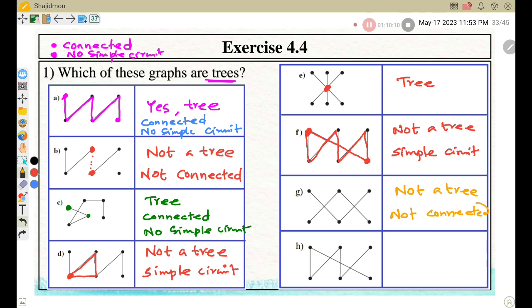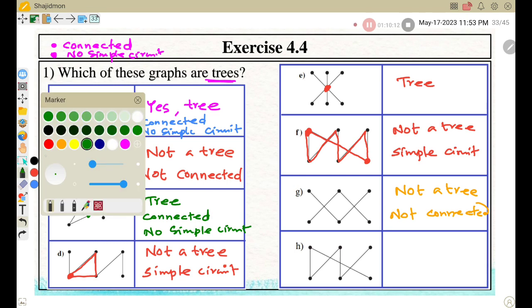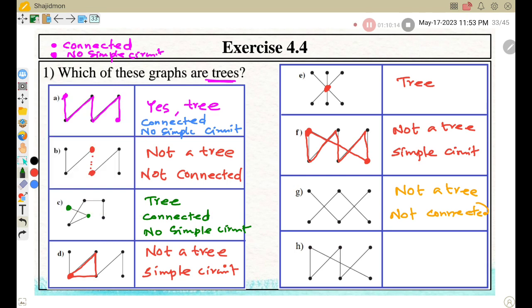Now what about H graph? Does it represent a tree or not? Yes, it is a tree, correct? There is no simple circuit and it is connected also. All the vertices are connected, and here there is no vertex. Keep in your mind, okay? There is no vertex there, so it is connected, and there is no simple circuit also. So that is representing a tree. Hope you understood how we are checking tree or not.